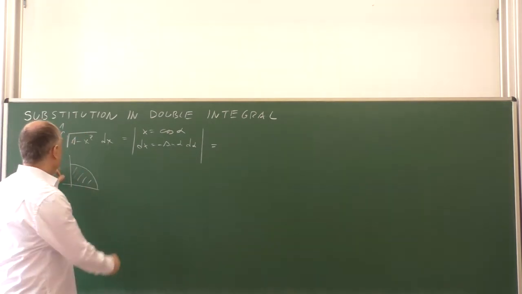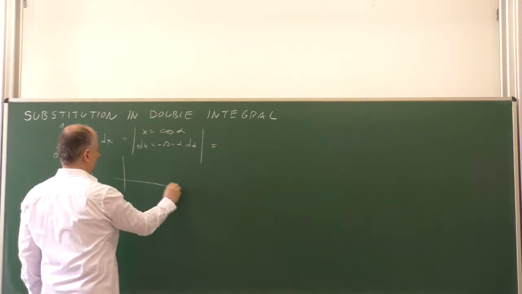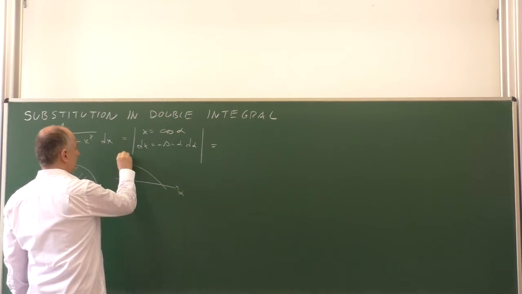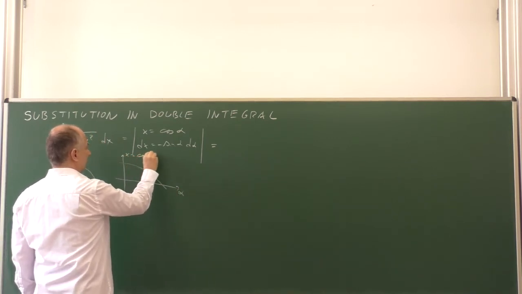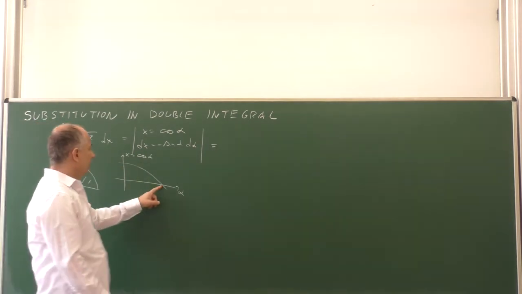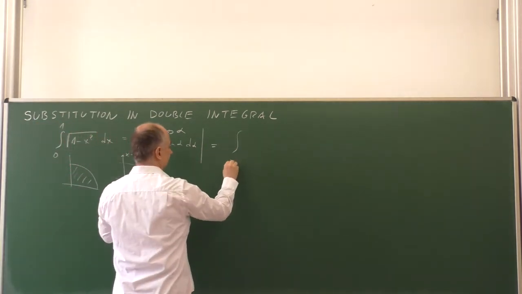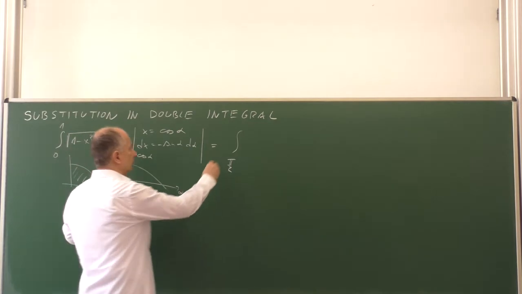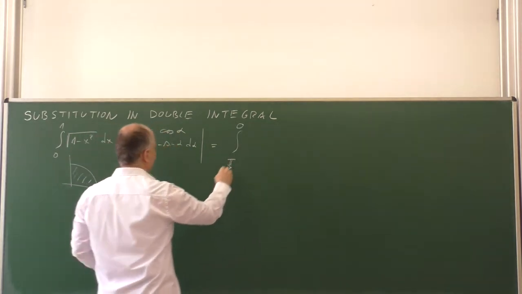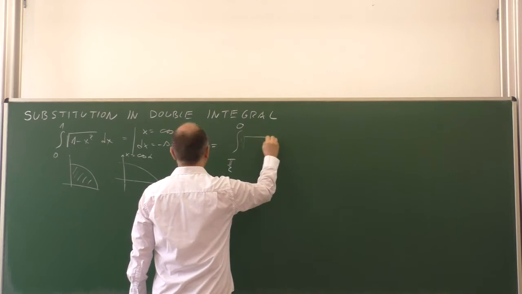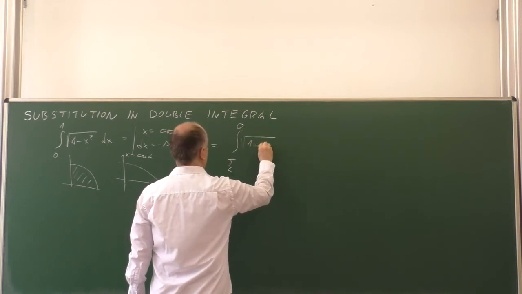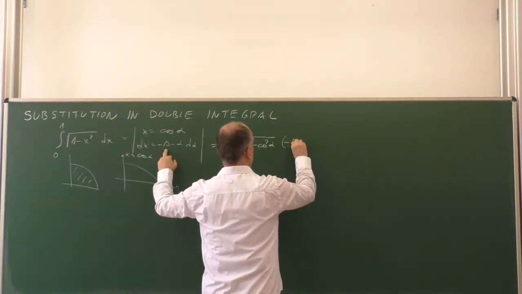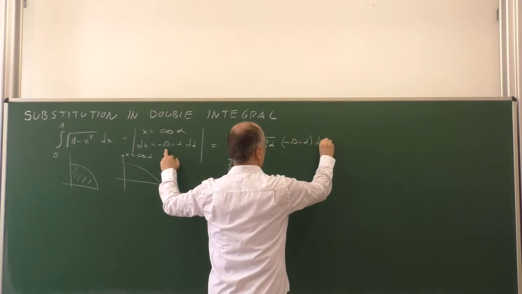If x is 0, this will be alpha, this will be x. If x is 0, alpha is pi half. And when x is 1, alpha is 0. The integrated function is square root of 1 minus cosine square of alpha, and dx is minus sine alpha d alpha.